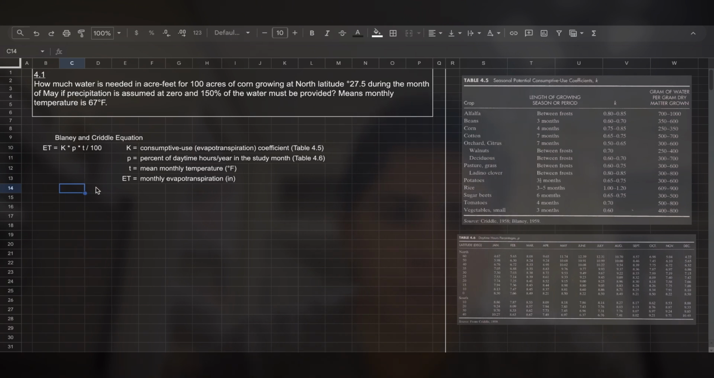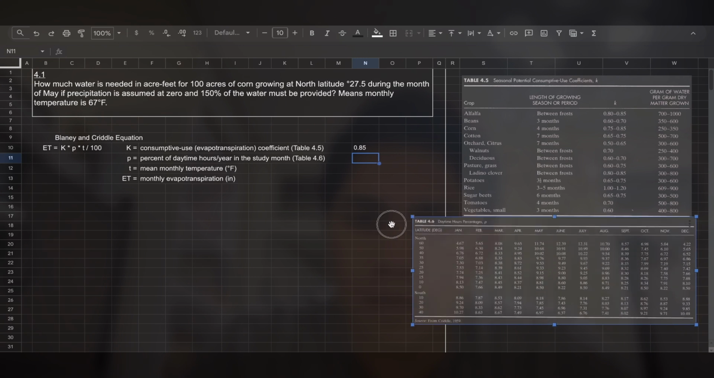So solving for this, let's do it over here. This K value, let's find, we're growing corn, so we go to the table, we see the crop and the K values. We have given all the other data, but for this problem we don't need to focus on that. So for corn, we got a range between 0.75 to 0.85. If you want to be conservative, you might want to use 0.85, so that would be 0.85, the value of K for this problem.